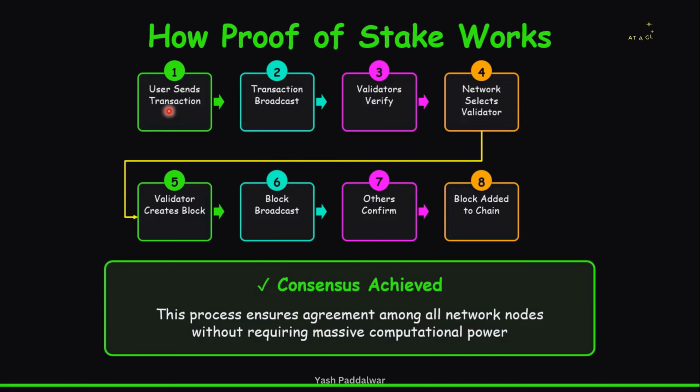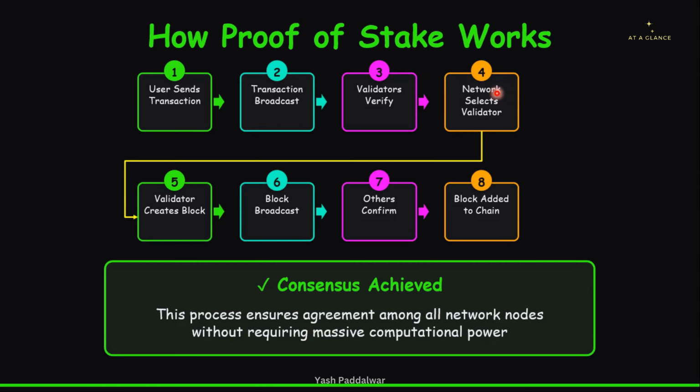The very first step, the transaction. The user sends a transaction. Okay, whenever any particular transaction occurs, the user will send that transaction to the blockchain network. Second step is the transaction broadcast. The transaction is broadcasted to the network. So first the user sends the transaction, secondly it is broadcasted to the entire blockchain network. The third step includes the verification by the validators. So whoever are the validators in the blockchain network will verify whether the transaction is valid or not.